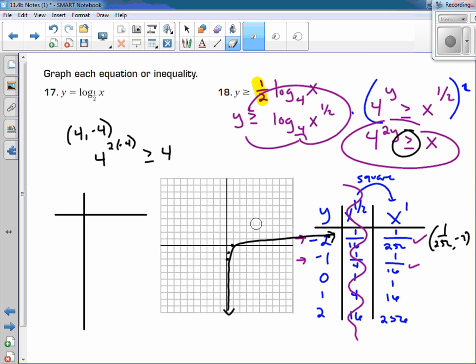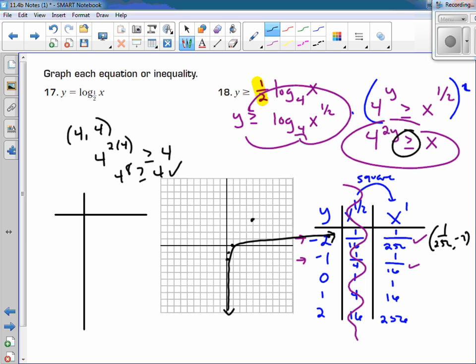I'm sorry, I put this dot at 4, 4, not at 4, -4. Okay, so 4, 4 is right here. We're using 4, 4, not 4, -4. So 2 times 4 and it's greater than or equal to 4. Well, yes, 4 to the 8th power is definitely greater than or equal to 4. So we're going to shade above.